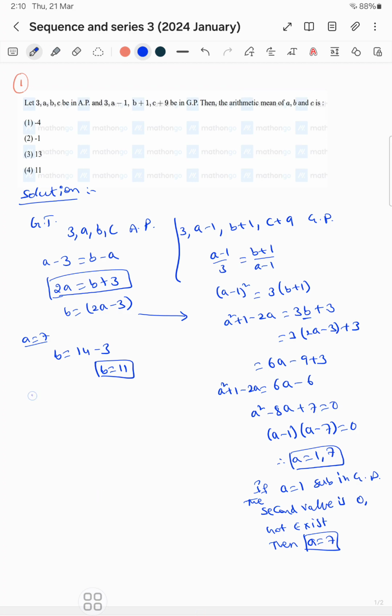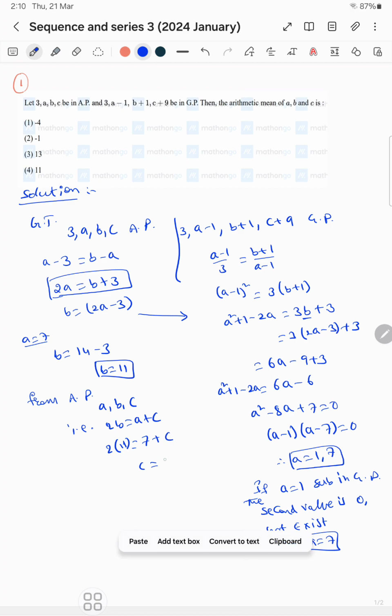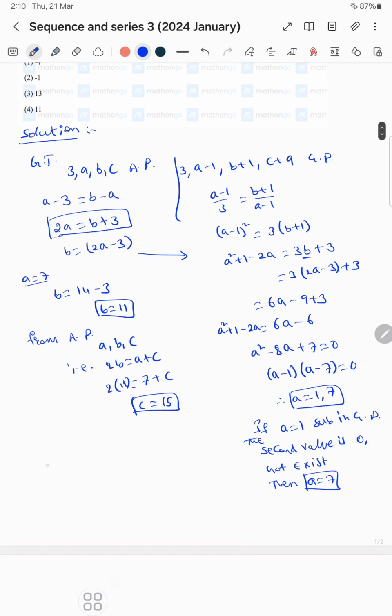So from AP I consider last three elements a, b, c, that is 2b is equal to a plus c. So 2 into 11, 22 is equal to 7 plus c. C is equal to 22 minus 7, so 15 is the value. So now therefore a is 7, b is 11 and c is 15. See, if you observe here all are in AP only, the difference is 4.